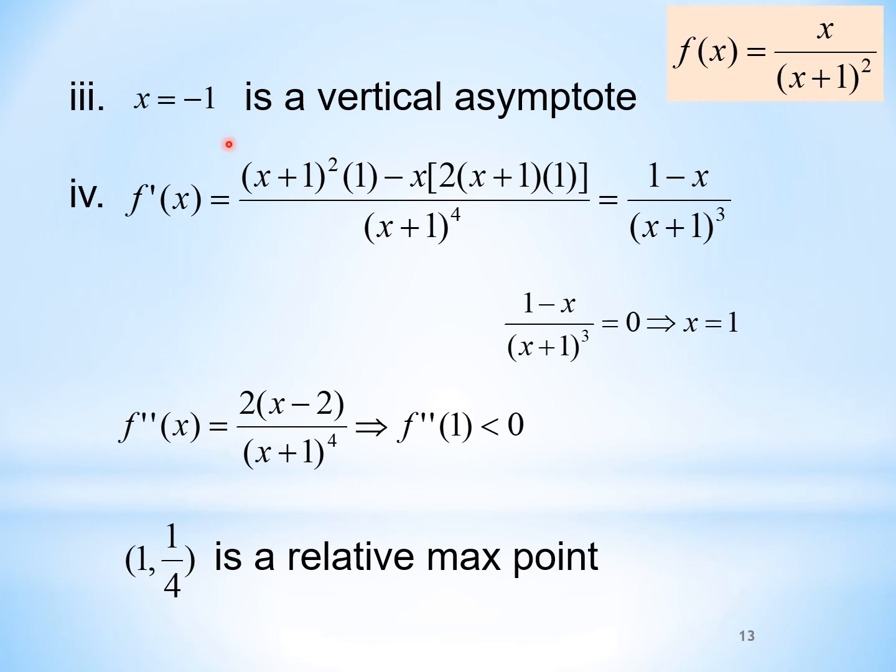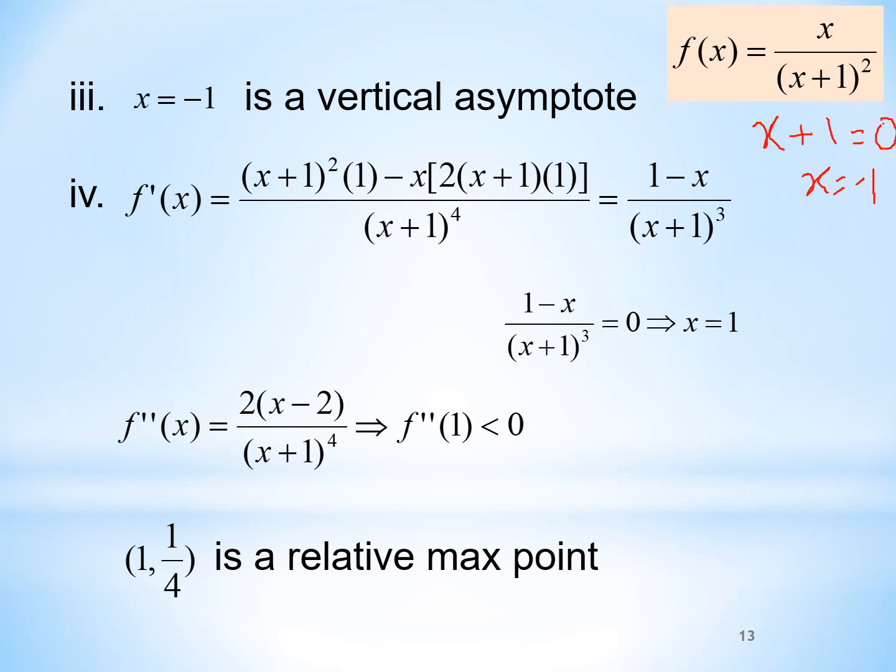Then the third step is to find the asymptote. This is extra. How do you find your asymptote? From here, tengok kepada dia punya denominator, x plus 1. X plus 1 equal to 0. So x equal to -1. Okay, sorry. Then that is asymptote, vertical asymptote.